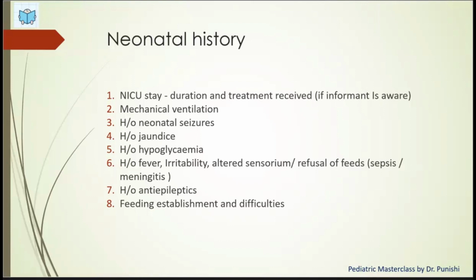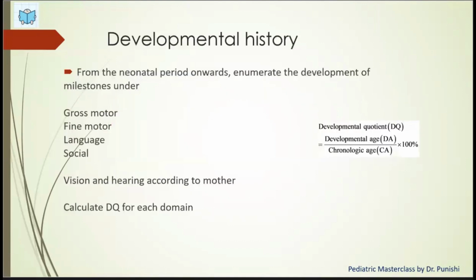So after your antenatal and all of that history, the next history is going to be extremely important in this case, which is your developmental history. How do you give a detailed description of the developmental history, and how do you summarize it at the end? Obviously, you will first have to mention all the milestones that the child has achieved till now from the neonatal period, depending on what the age is.